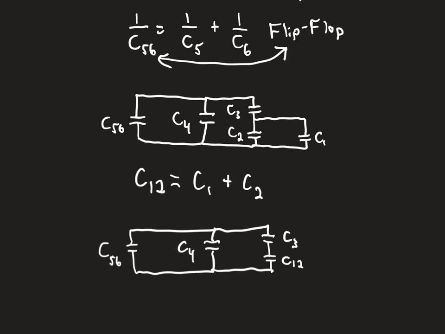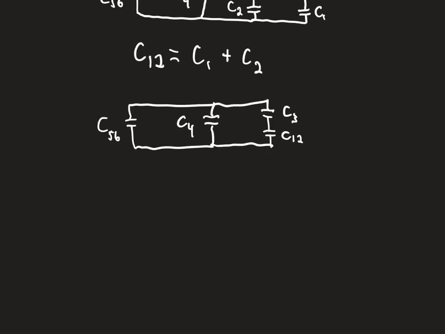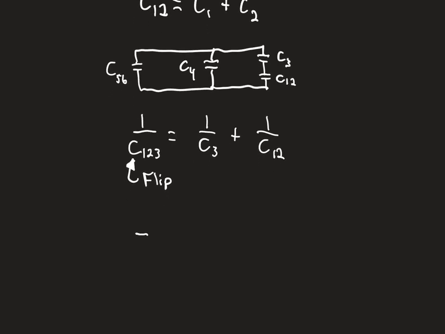How do I combine those two? 1 over. Yep. And I would call that, let's see, 1 divided by C123 equals 1 over C3 plus 1 over C12. And I need to make sure that I flip this upside down. And then my picture looks like C56 and C4 and C123.